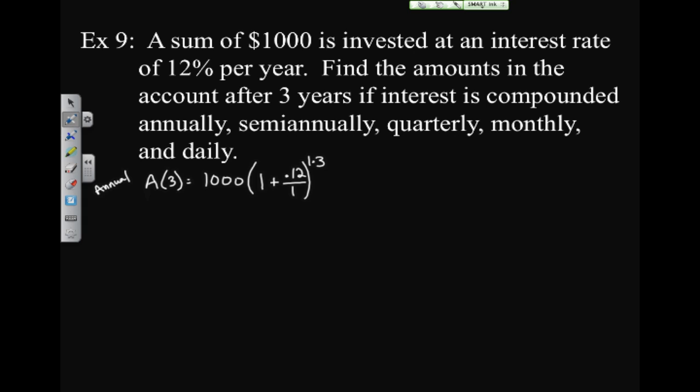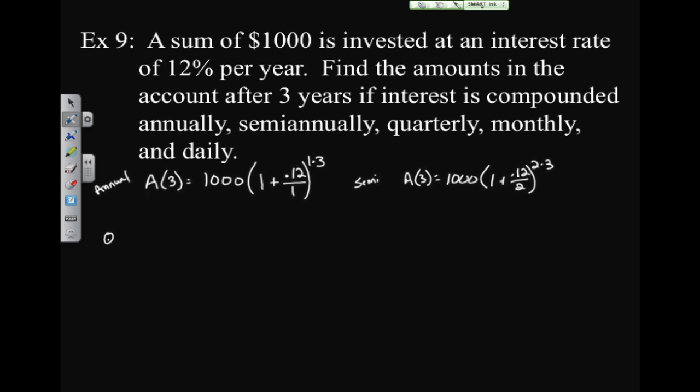Then semi-annual. The formula will change in that N will now equal 2. So A of 3 will equal 1,000 times 1 plus 0.12 over 2 to the 2 times 3 power. So all we're doing is we're changing how many times per year the interest is compounded.